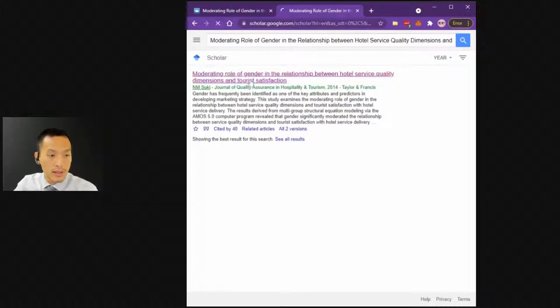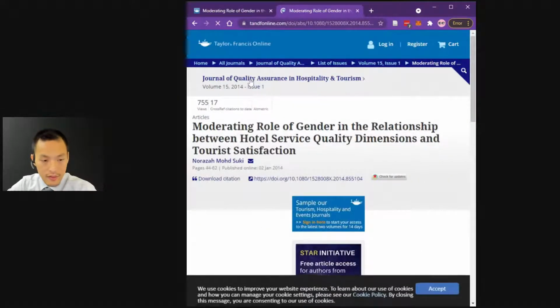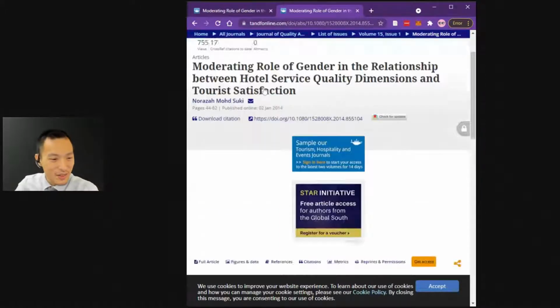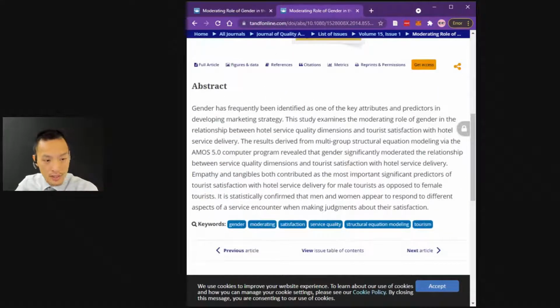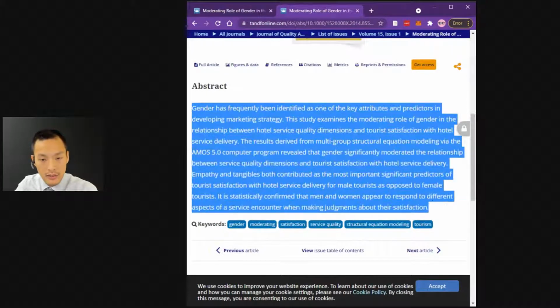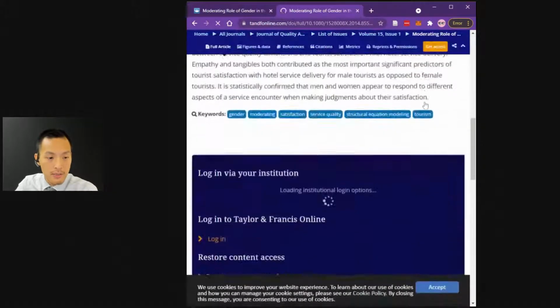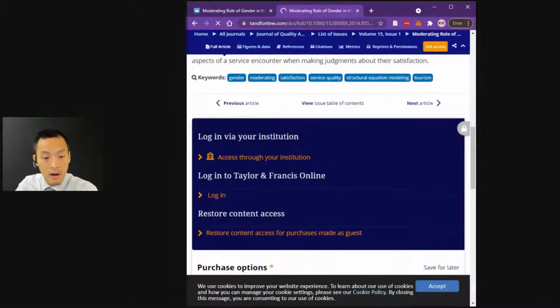So if you click on the article link, the first thing you're going to notice right away is that you cannot get to the full paper, right? So if you scroll down, you will see the abstract of the paper, right? And then you can read the abstract, which is fine. But then when you try to get access to the paper, it doesn't matter whether you are on campus or off campus with VPN connection. Our university doesn't have subscription to this paper, right? This is a big problem.